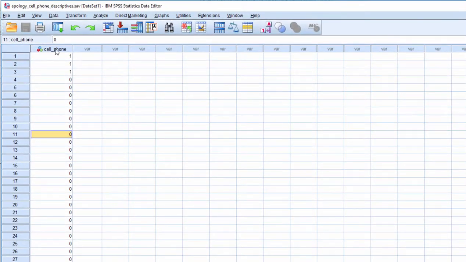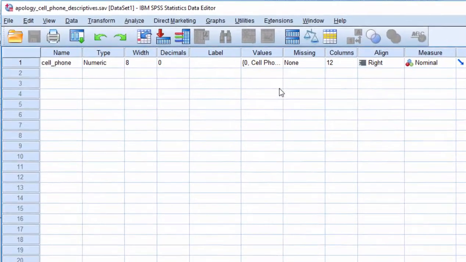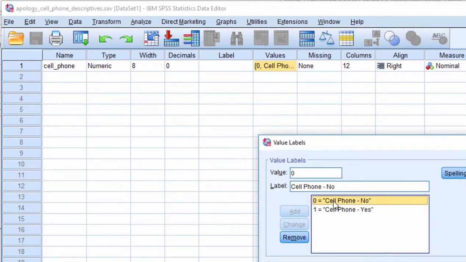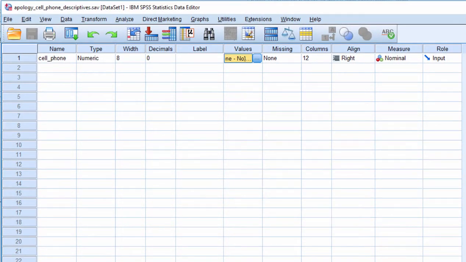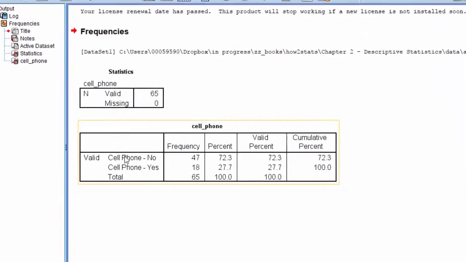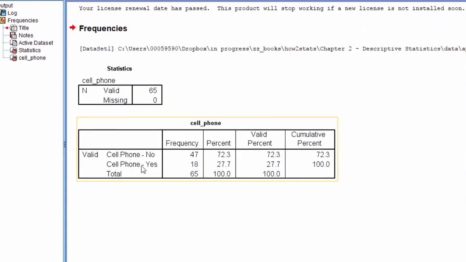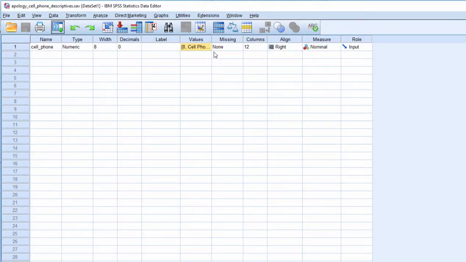One thing I'll note is the way I got those values in the table. I actually specified value labels, yes and no, and that's how I get that in the table. For cell phone no, cell phone yes. If I got rid of those, I would just get 0s and 1s as a response. Let me show you that quickly.